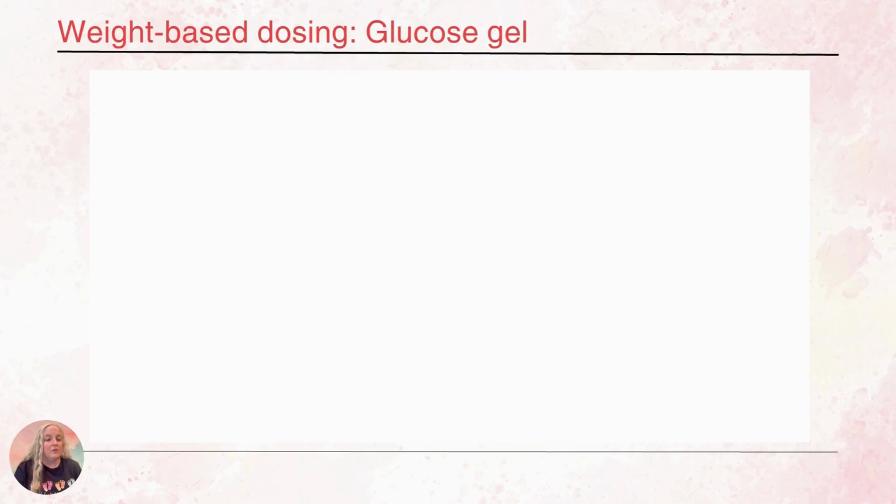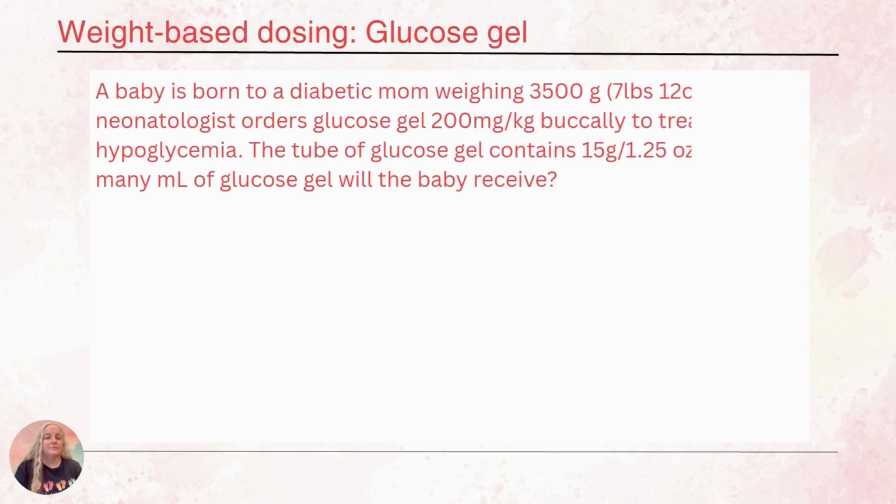Let's look at one with glucose gel. A baby is born to a diabetic mom weighing 3,500 grams, which is 7 pounds, 12 ounces. The neonatologist orders glucose gel, 200 milligrams per kilogram buccally to treat hypoglycemia. The tube of glucose gel contains 15 grams in 1.25 ounces. How many milliliters of glucose gel will the baby receive?